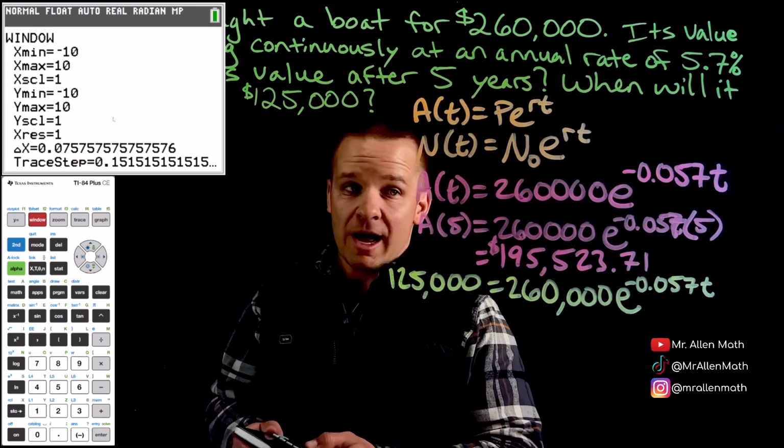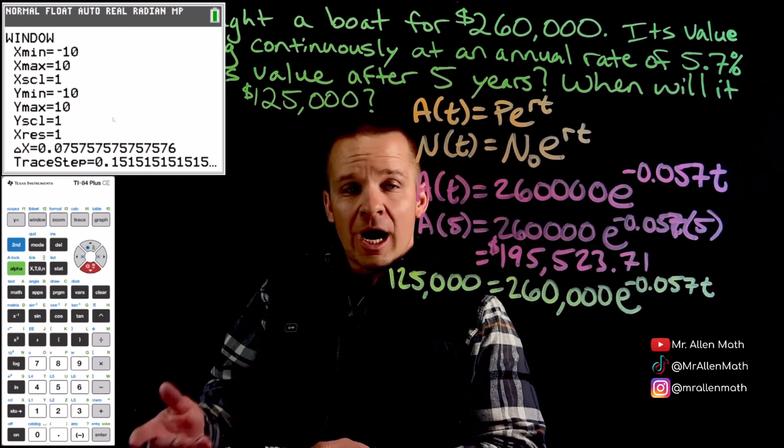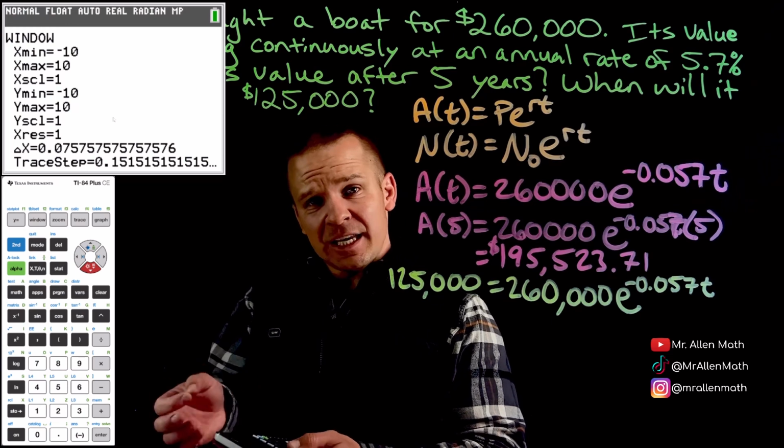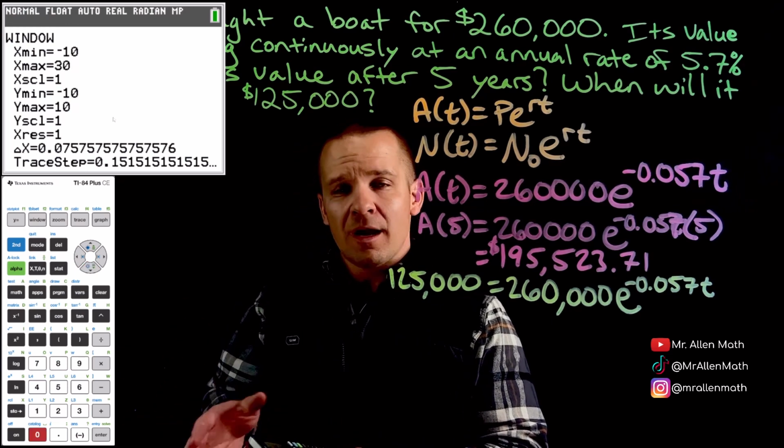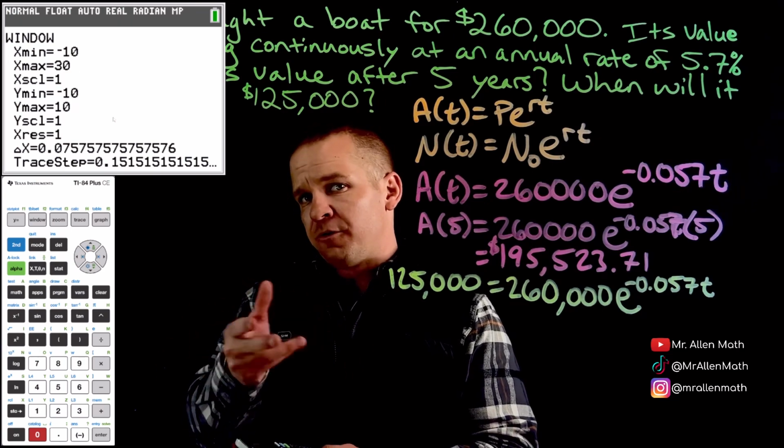If I want to see this whole graph, okay. Now, x is our number of years, right? X is t. T is our number of years. I'm just going to go like 30 years. That seems reasonable, right? Who knows how long it's going to be? If we need to go a little further, we can.